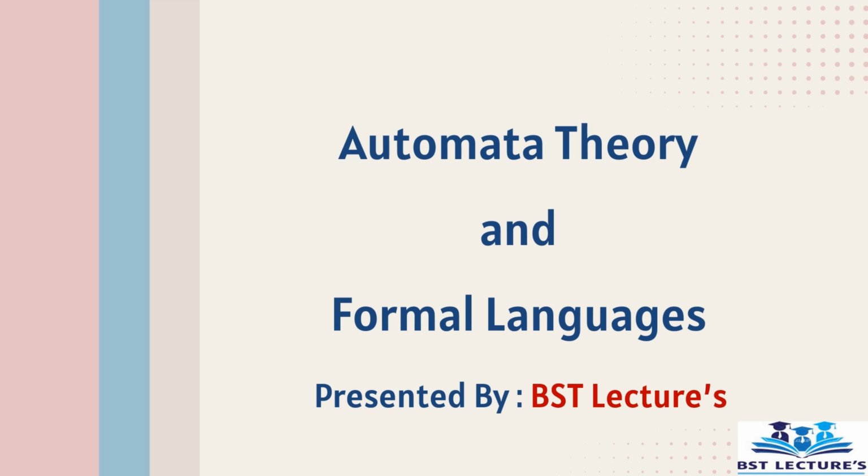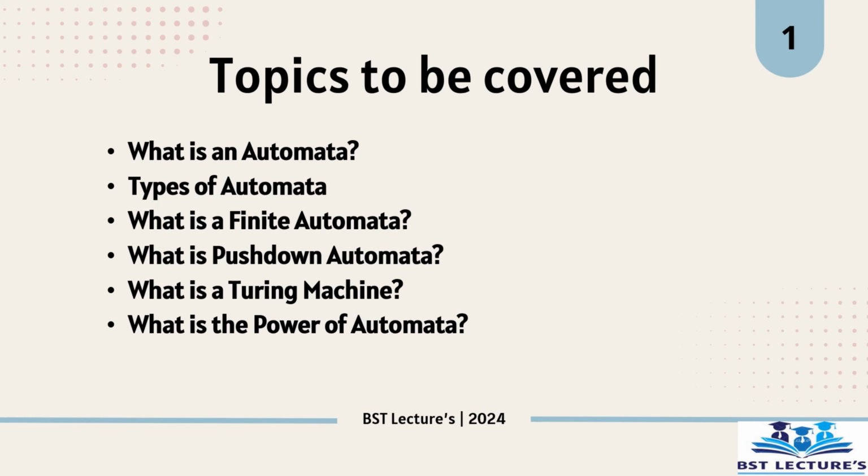It is one of the most important and useful computer science topics. Let us go to the topics. Topics to be covered in this lecture are: what is an automata, types of automata, what is finite automata, what is pushdown automata, a Turing machine, and the power of automata.